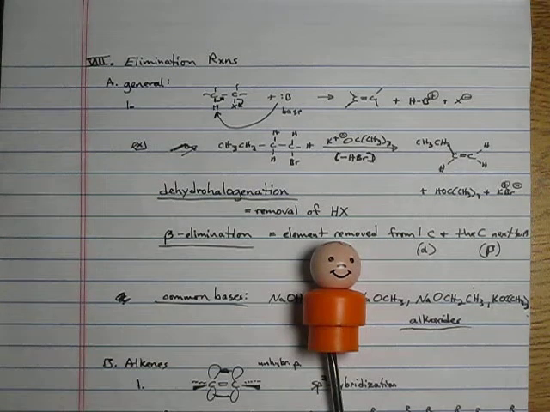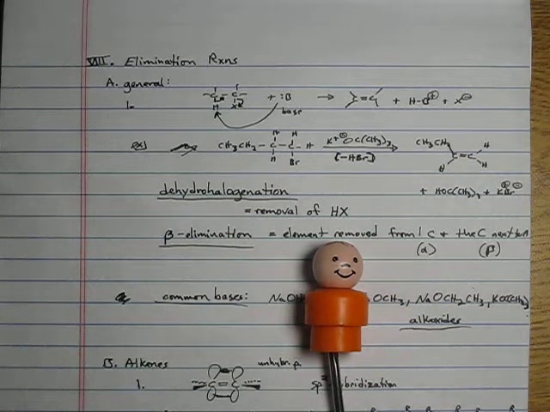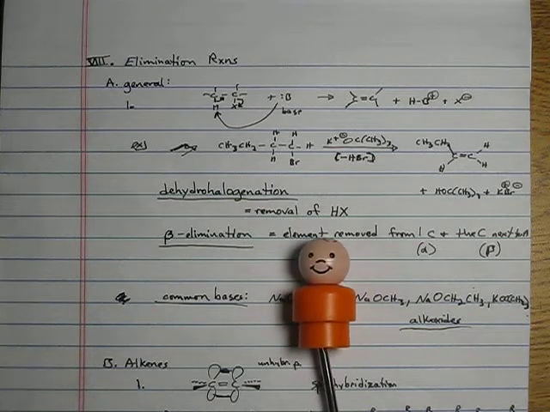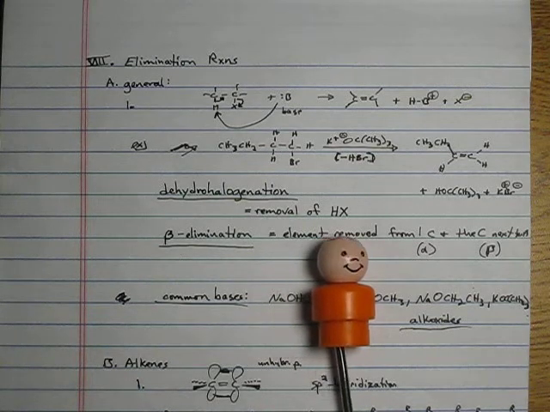All right, we have just finished up substitution reactions. We looked at what was necessary, what were the conditions for SN1 versus SN2. Today we're going to start with the next chapter, Elimination Reactions, Chapter 8. And today we'll be teaching elimination reactions to this little Fisher-Price guy right here.